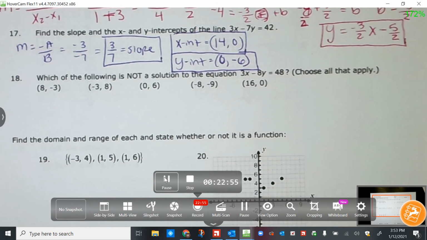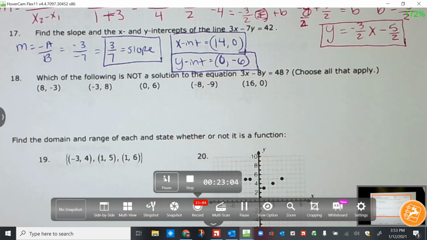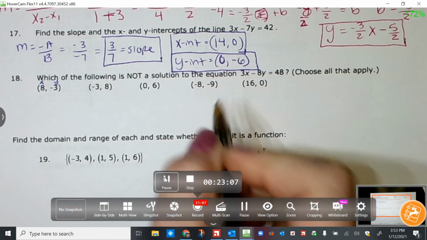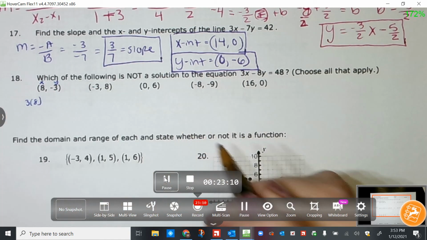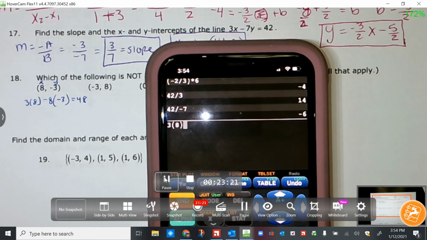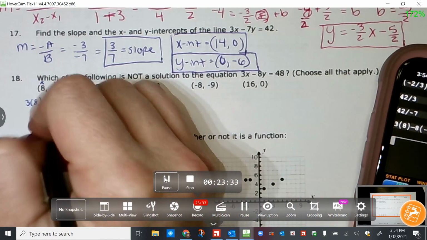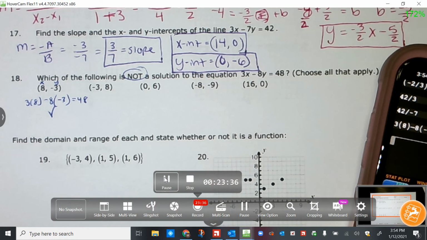Okay, now it says, which of the following is not a solution to this equation? Y'all, I would do this in the calculator 100%. So this is x, this is y. I am going to plug it in. So 3 times 8 minus 8 times negative 3 should equal 48. In your calculator, you would do 3 times 8 minus 8 times negative 3. And does it equal 48? It does equal 48, so this one does. And remember, we're looking for one that is not a solution. So that is a solution.